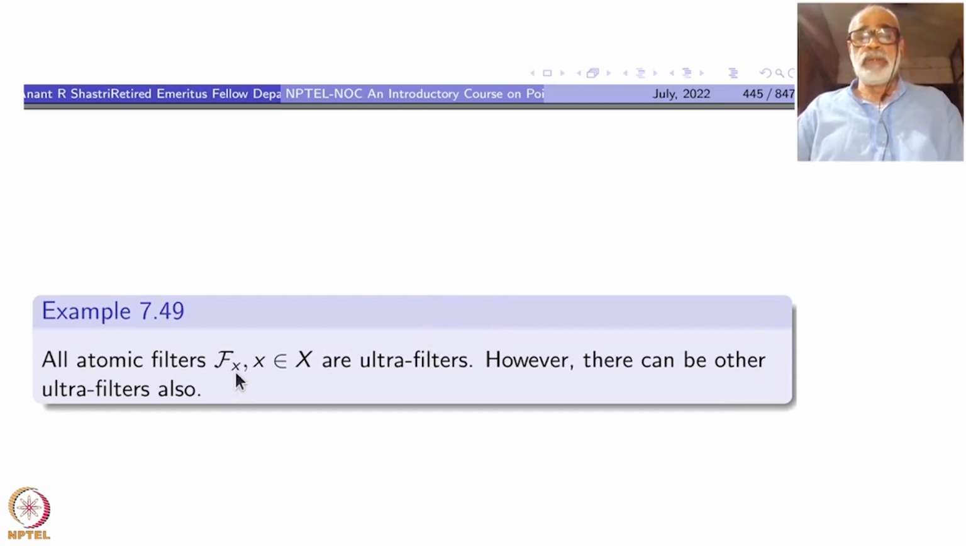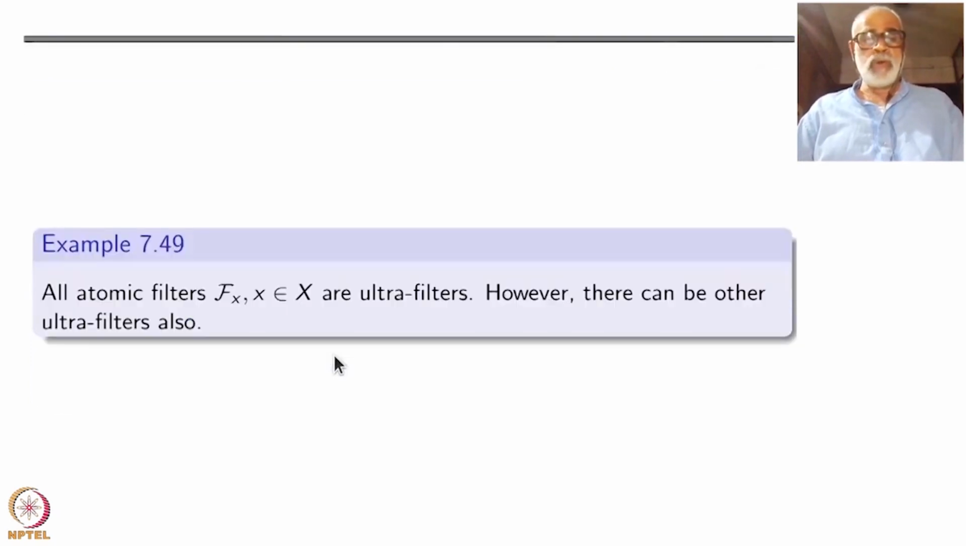Remember, this Fx means all subsets of X which contain the little x. If you have one more element there, that means that member does not contain little x. Then the singleton x and that member, the intersection will be empty. That is not allowed. Therefore, Fx is maximal. So that is the idea. So these atomic filters do play an important role.